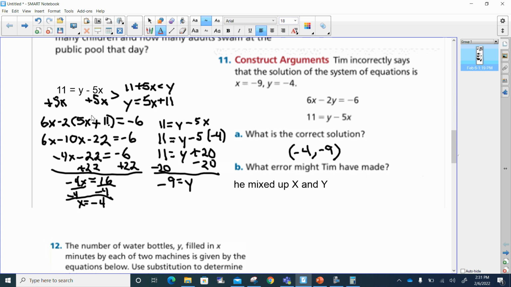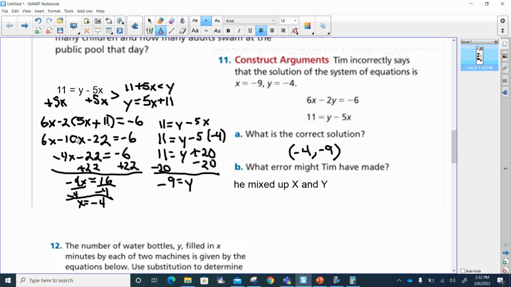So now, on my second formula, I'm going to take my 6x minus 2y, but I'm going to replace my y with 5x plus 11. I substituted y with 5x plus 11. And then remember, all that has to equal negative 6. Next, I'll distribute. We have negative 2 times 5, and that's negative 10. We have negative 2 times 11, which would be negative 22.